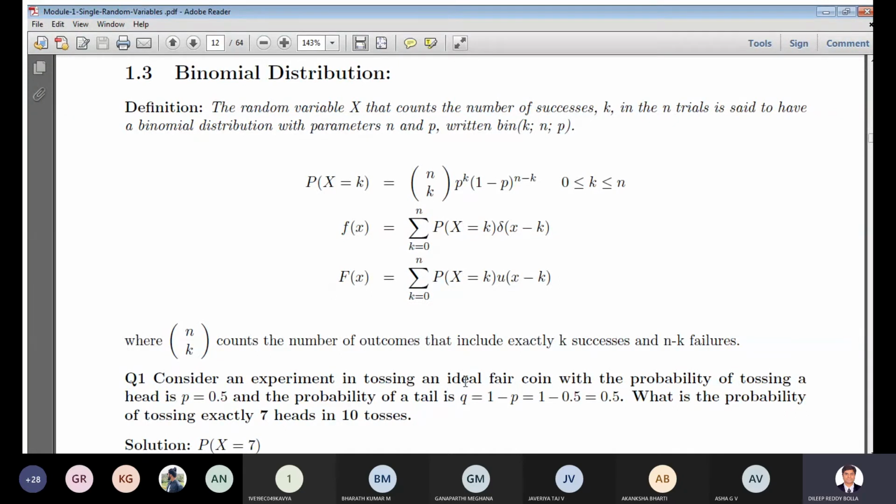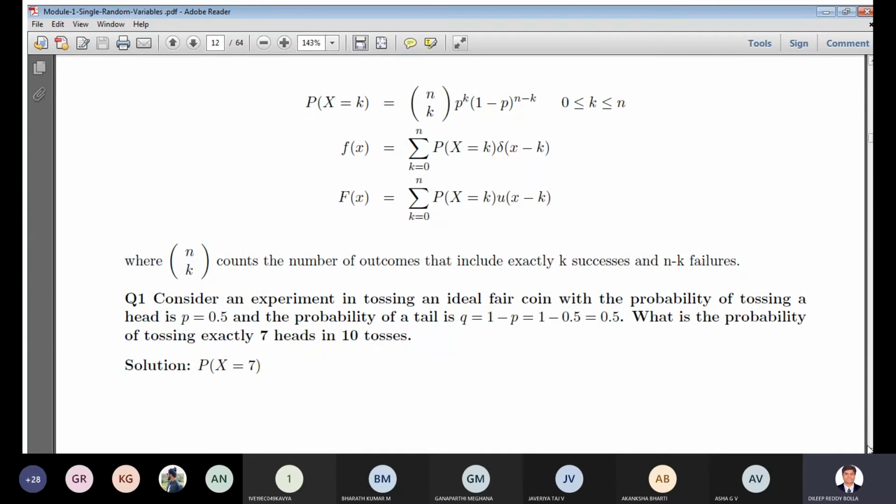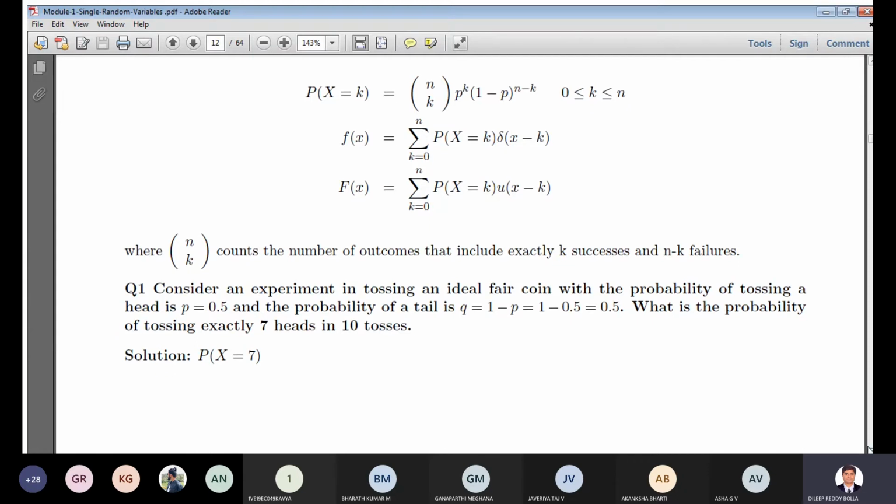Let us do an experiment in tossing an ideal fair coin, with the probability of tossing a head being 0.5, and the probability of getting tail equal to 1 minus 0.5, which is 0.5. Which means equal. I have a coin, I'm trying to toss it. I'll get head 0.5, tail also 0.5. Now we are asking what is the probability of tossing exactly 7 heads in 10 tosses. So if I toss a coin 10 times, what is the probability I'll get 7 heads?